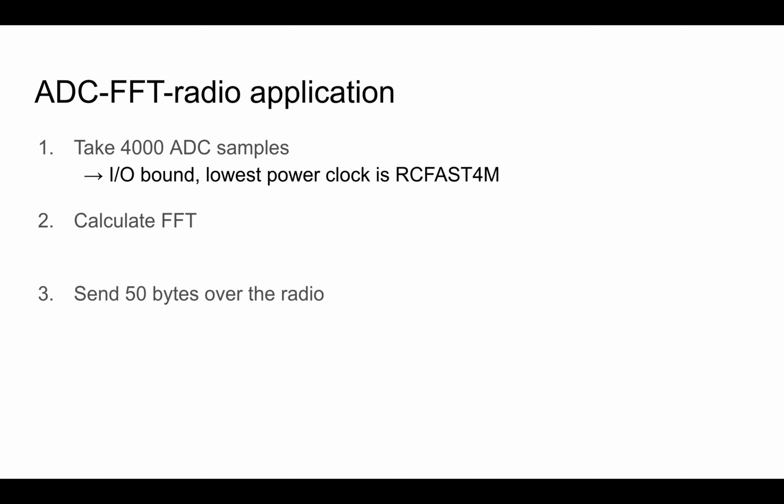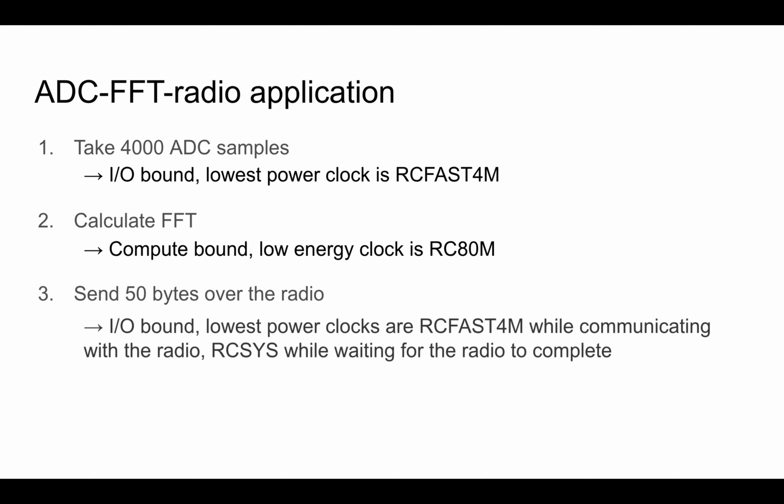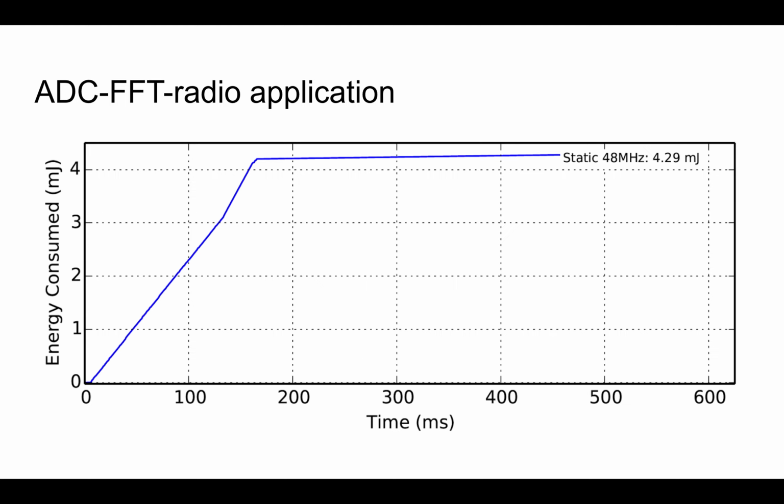PowerClocks uses RC fast forward for the ADC samples, RC ADM as a low-energy compute clock, RC fast forward while communicating with the radio, and RC sys while waiting for a GPIO interrupt from the radio. Let's compare PowerClock's energy consumption to that of static clocks. We see that using a low-energy 48 MHz static clock, the application spends most of its energy sampling the ADC, then quickly computes the FFT and sends data over radio.